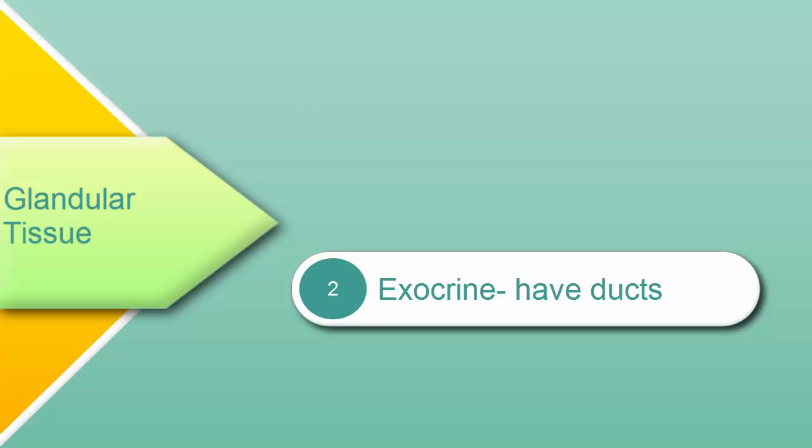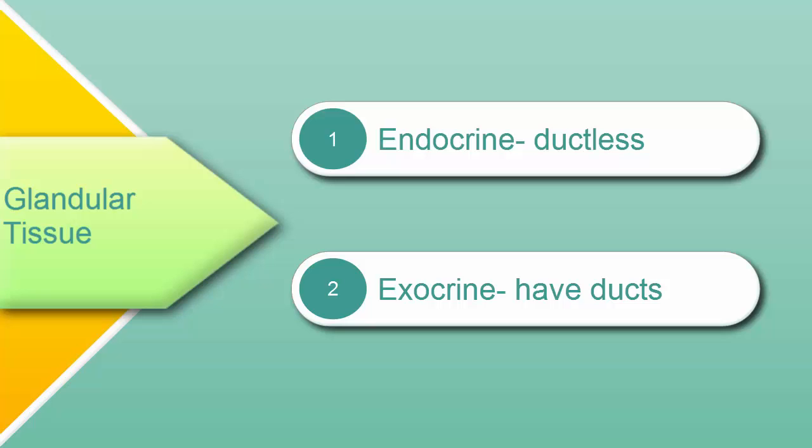Exocrine glands, on the other hand, secrete their products through ducts. Examples are the sweat glands of the skin and the salivary glands. The pancreas is also an exocrine gland, secreting digestive enzymes into the small intestine. So the pancreas is both an exocrine and an endocrine gland.